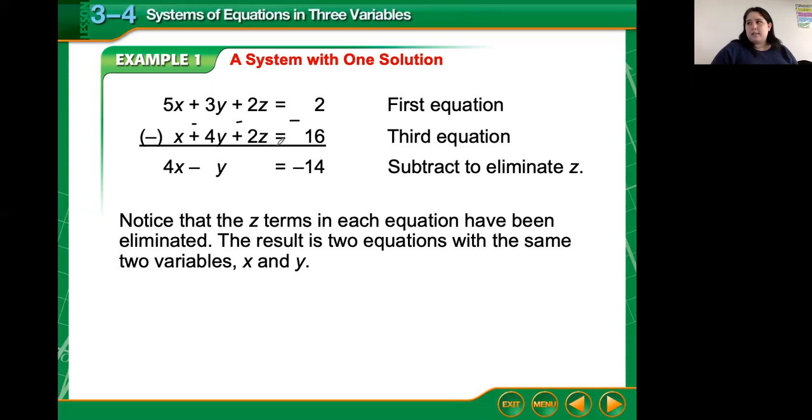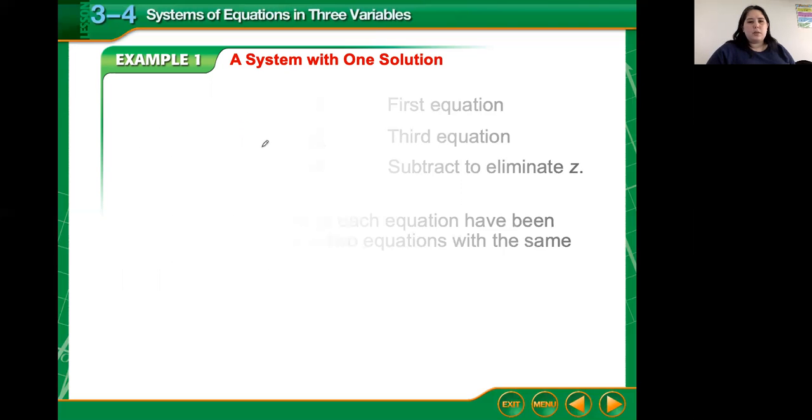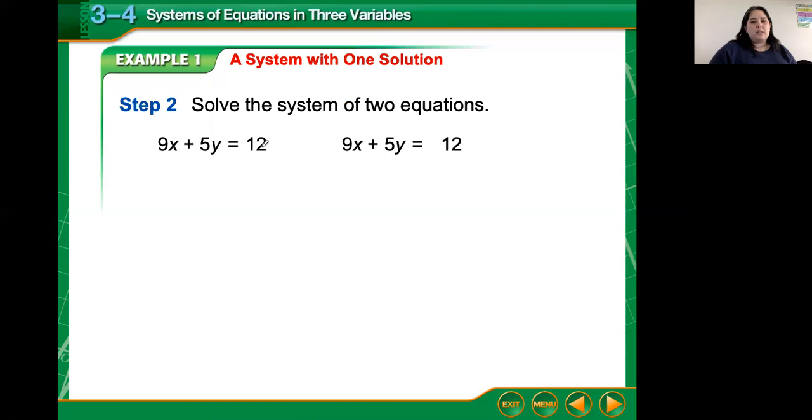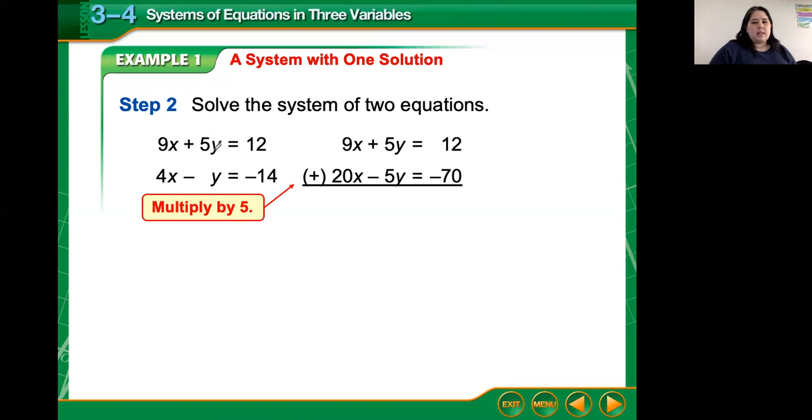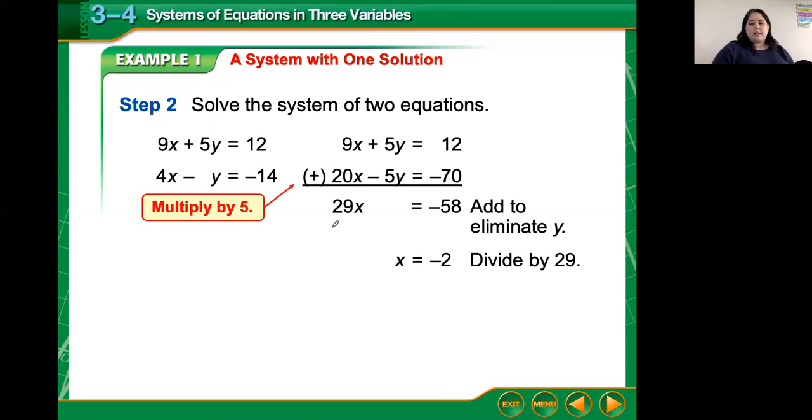Since we have now eliminated z in both of them, we have a 2-variable system. So we have 4x minus y as well as the previous one. We're going to solve the 2-variable system now. We have 9x plus 5y equals 12 and 4x minus y equals negative 14. We multiply the second equation by 5 so that we have opposite coefficients for our y values. When we add the two equations together, we are left with 29x equals negative 58. We can then solve for x and get negative 2 by dividing by 29 on both sides.